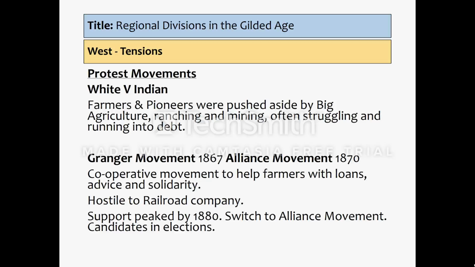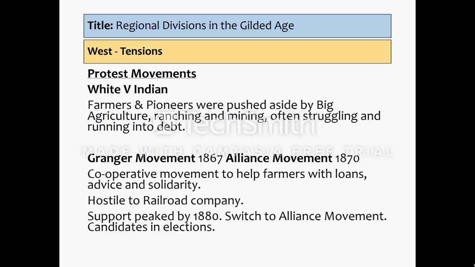There were protest movements as well that evidence the social unrest that's occurring in this period. For instance, white versus Indians, farmers and pioneers were pushed aside by big agriculture, by large ranching companies and mining companies. And farmers and pioneers, these people that had settled the West earlier, were now struggling and running into debt. And a group called the Granger Movement in 1867 and later the Alliance Movement in 1870 grew to try and oppose these huge changes. There was a cooperative movement to help farmers with loans, which is the Granger Movement in 1867.